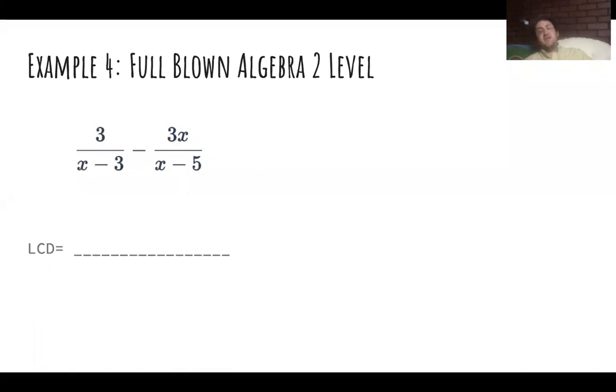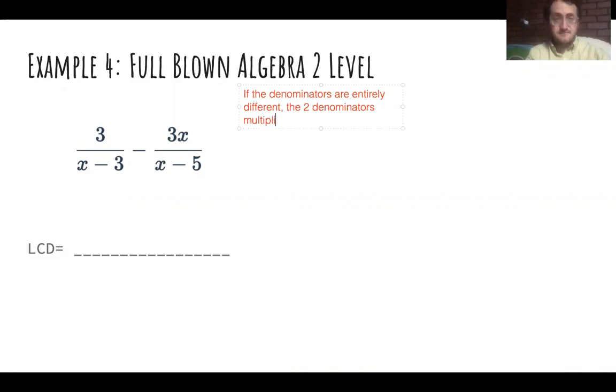All right, another variation of the Algebra 2 level is a situation where you have entirely different denominators. So if the denominators are entirely different, the two denominators multiplied is your LCD. So what I mean by that, and I'll use blue again here to raise the point, is that your LCD would be x minus 3 times x minus 5.